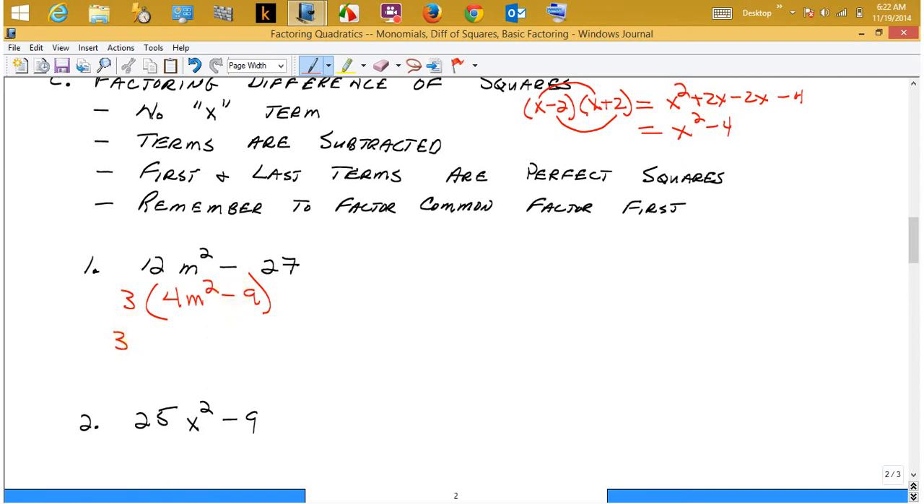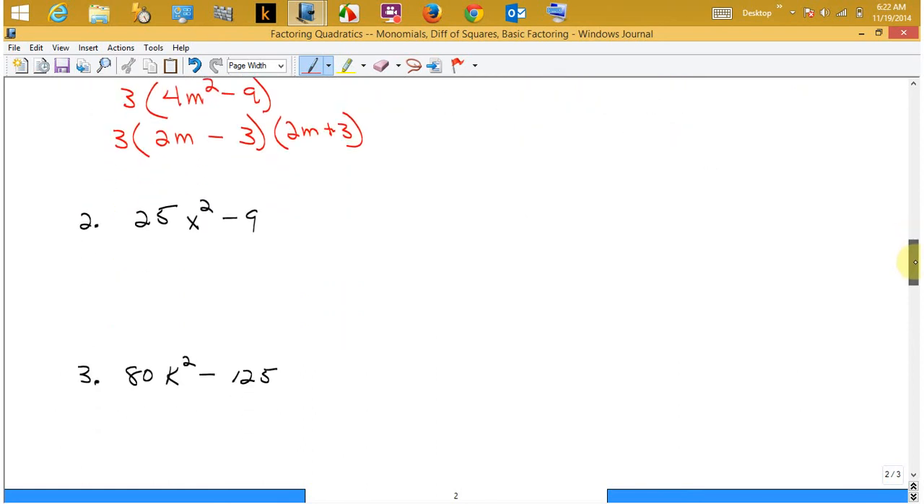So I can't lose my 3, but what I'm going to do is say, okay, what's the square root of 4m squared? Okay, that's 2m. What's the square root of 9? 3, and subtract. So I have 3 times 2m minus 3, and then I have to add 2m plus 3. So I'm always going to use the same numbers, one subtracted, one with a plus. Let's look at the next one.